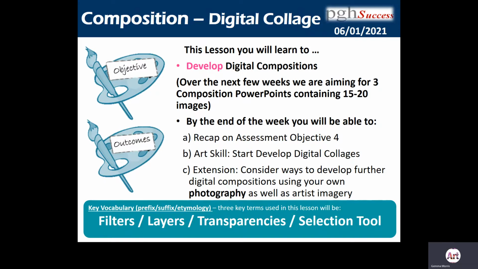And as an extension task today, you may also want to consider how you would like to use your own photography as well as the artist imagery. In the videos you'll see later on, I use 3 artist images. But as you become more confident, you might want to use 2 artist images, 3 of your own photographs, 3 artist images, 2 of your own photographs, and maybe 1 secondary source from the internet. So have a play as you get more confident with your skills. Keywords today are filters, layers, transparencies, and the selection tool.